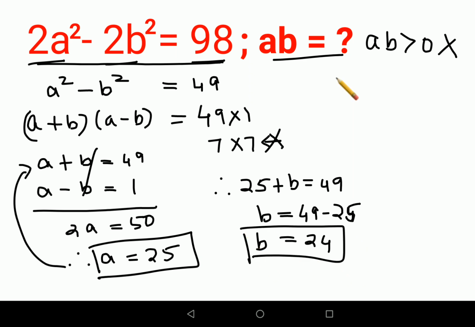So now in order to find the value of a × b, we just have to do what? 25 × 24, that is coming out to be 600.